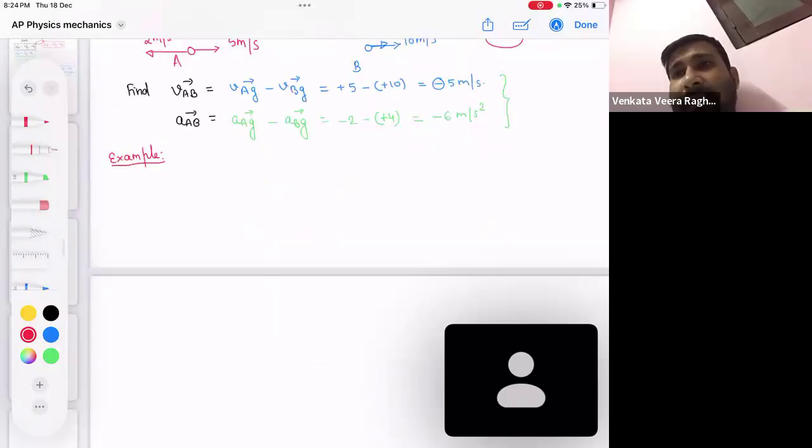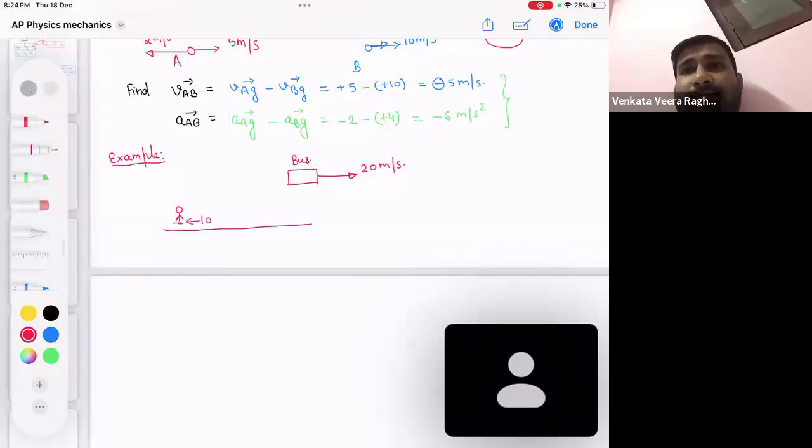Let's say a bus is there, and this bus is moving with some velocity of how much? 20 meter per second. And you are standing here. The distance between you and the bus is given to us as 100 meter.